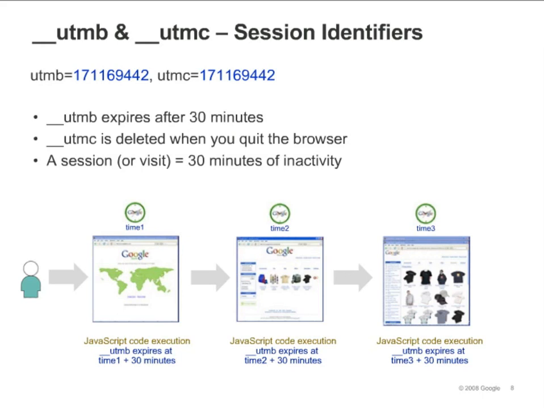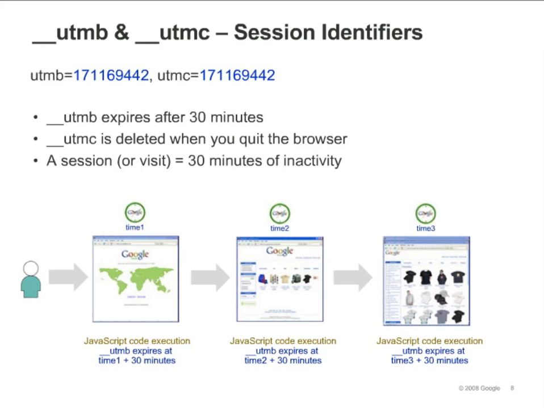But if the visitor stays on a page for more than 30 minutes, the UTMB cookie will be destroyed. The next time that the visitor loads a page, Google Analytics won't find a UTMB cookie. Instead, a new UTMB cookie is created, and from the standpoint of tracking, this is a new session. So, why is the UTMC cookie needed? Let's say a visitor quits and starts the browser and comes back right away to the same site. Since the UTMC cookie was destroyed, Google Analytics will know that this is a new session.